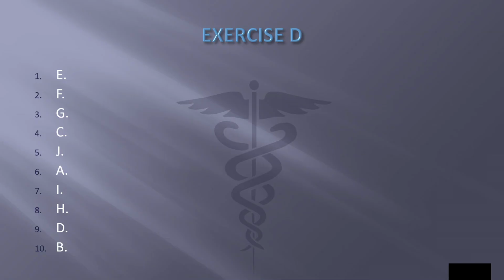Number 5, epilepsy is J, a chronic brain disorder with seizure activity. 6, meningitis is letter A, inflammation of the membrane surrounding the brain and spinal cord. 7, glioblastoma is letter I, malignant tumor of the brain. Number 8, paraplegia is H, paralysis of the lower portion of the body.